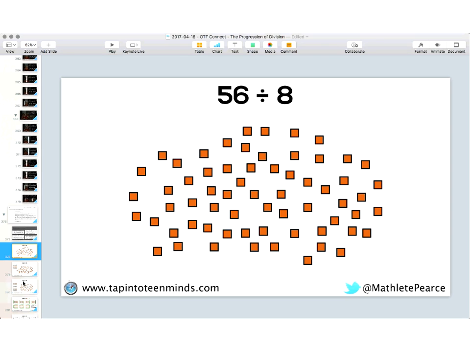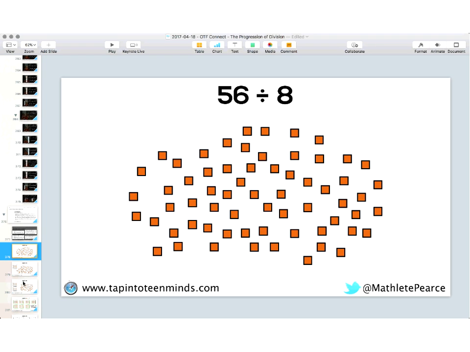So if we talk a little bit about quotative and partitive again, if I was to take something like 56 divided by 8, right away I'm eliminating context, and I haven't given students an opportunity to actually think about whether this is partitive or quotative, right?